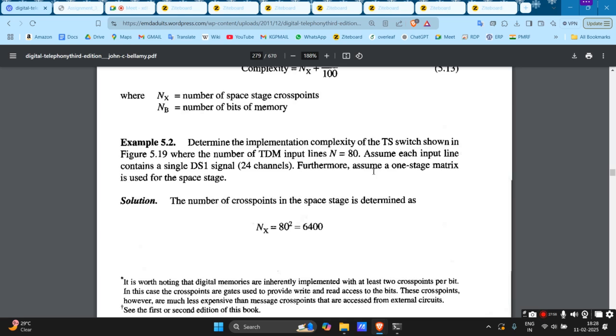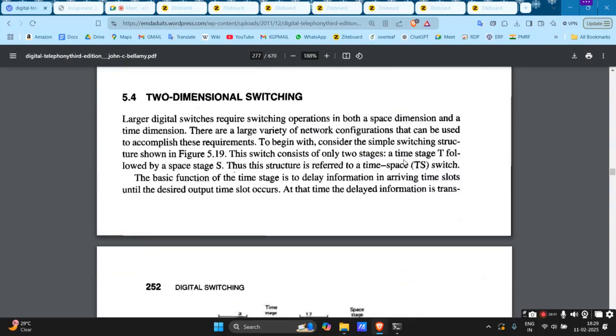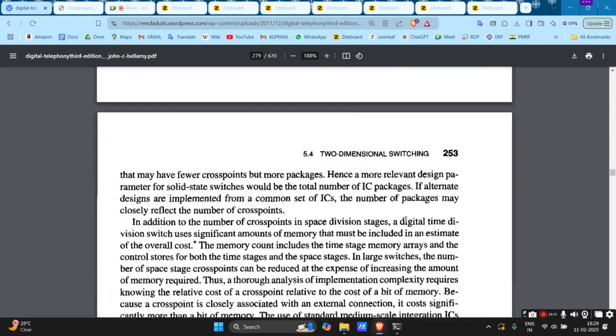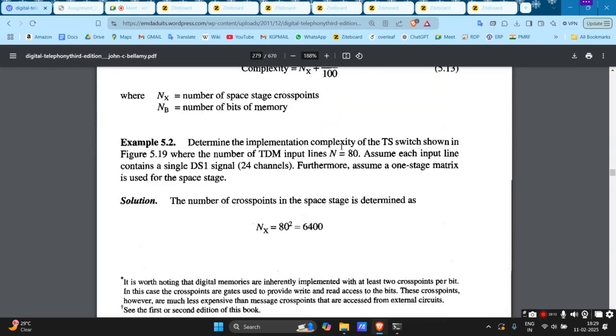So, determine the implementation complexity of a time-space switch shown in figure 5.19. So, figure 5.19 is this one. The time-space switch has a time stage followed by an n cross n space stage, where n is the number of inputs. The number of TDM input lines, that is the number of inputs, is 80. Assume each input line contains a single DS1 signal. That means it has 24 channels, so 8-bit information will be transmitted across 24 channels.